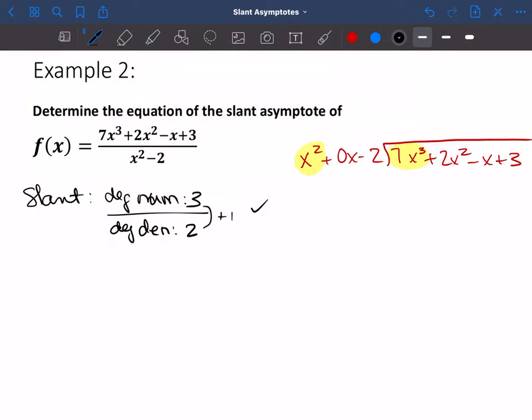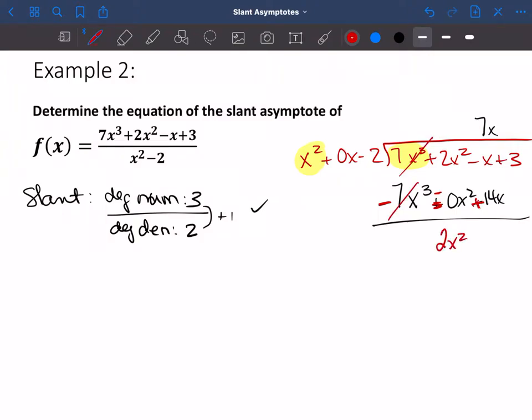All right, so what do we multiply by x squared? And that's going to give us a 7x. So we have 7x cubed plus 0x squared minus 14x. And now we need to go through and subtract this. So that's going to change this to minus and change this one to a plus. So these subtract out. This is going to leave me with 2x squared. And this is going to give me a plus 13x, and I bring down my 3.